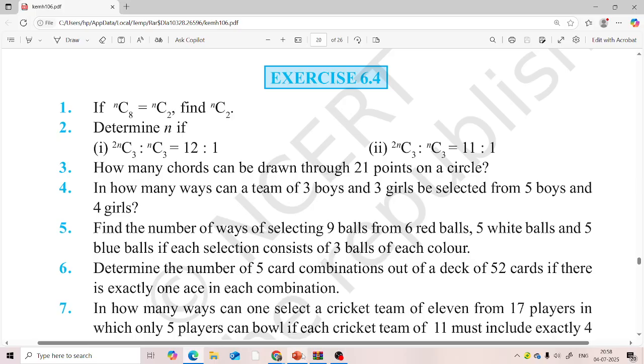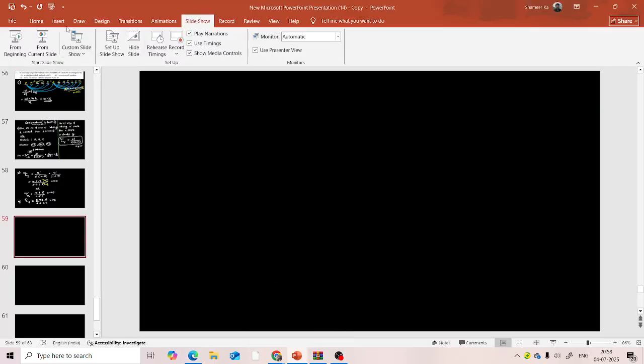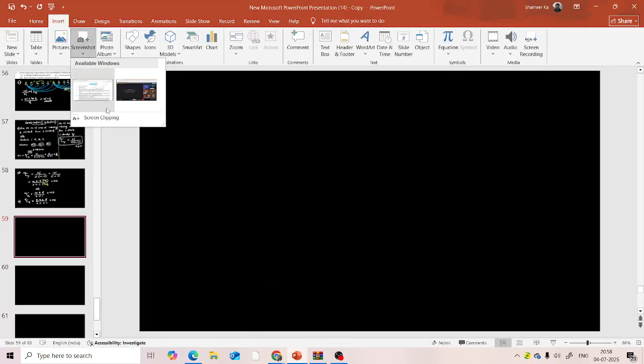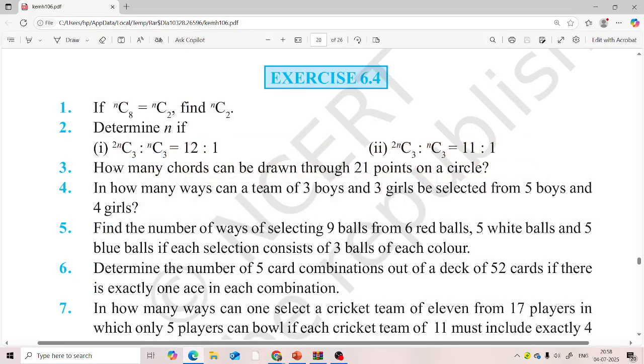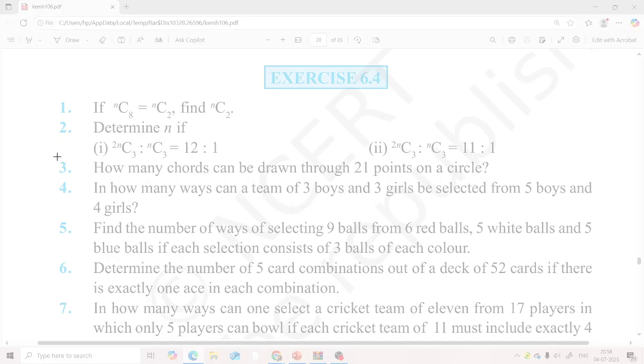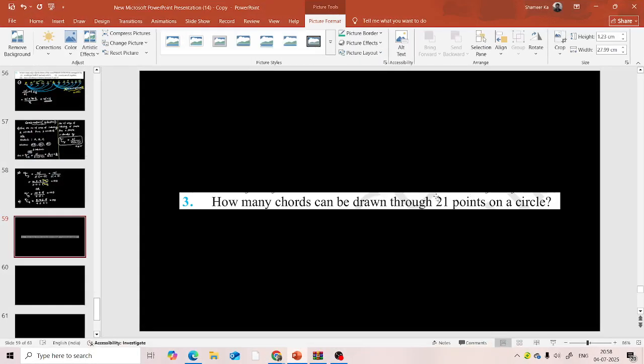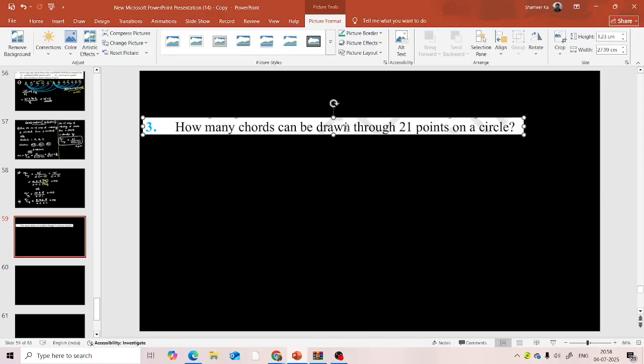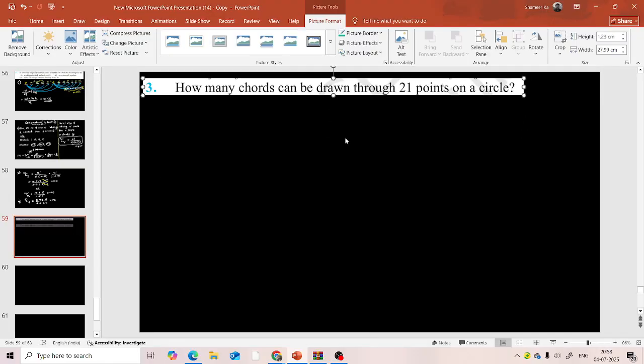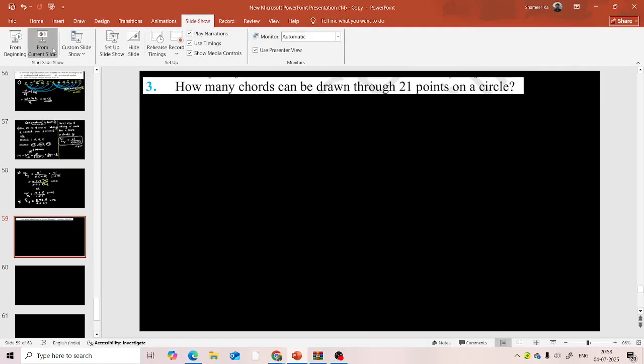Let me discuss one question, okay? I am discussing the last exercise. Let me discuss the third question, an application oriented problem. The question is, how many chords can be drawn through 21 points on a circle? Do you know what is meant by a chord?